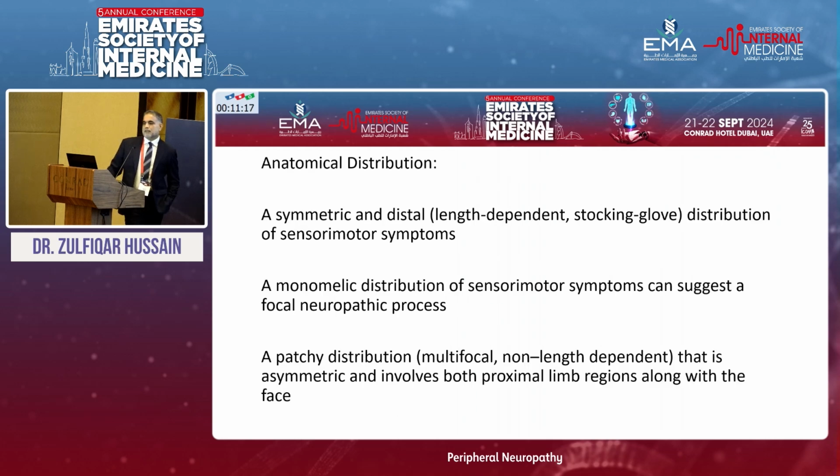What about the anatomical distribution? Mostly it is a symmetric, distal, length-dependent, stocking and glove pattern distribution. Monomelic or focal distribution does not fit with peripheral neuropathy, and the same goes for patchy. If it's a patchy distribution, that means there's another etiology, mostly either autoimmune, vasculitis, or other post-inflammatory causes.